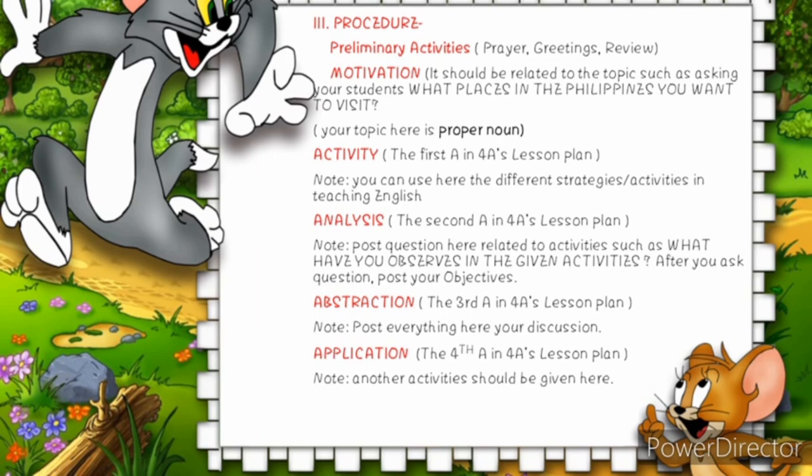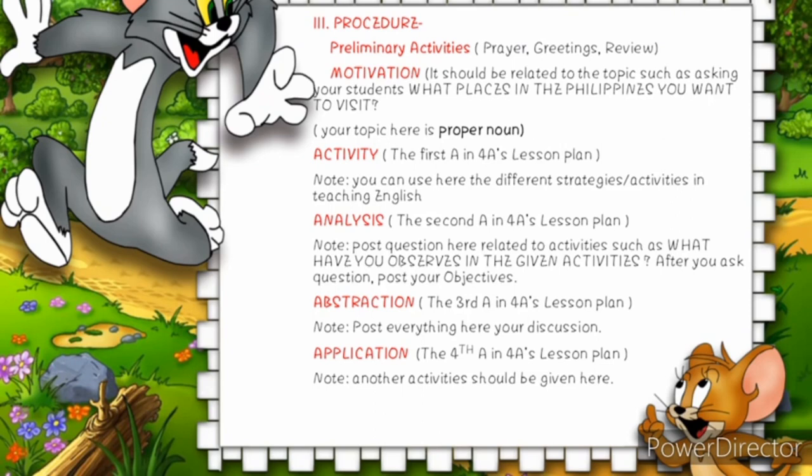So follow up by the teacher, what do you think, or where do you think those words belong in parts of speech? So possibly the children can answer since they have a little knowledge already. So they will say, ma'am, noun, right? So you let your students discover the topic. So that's the good thing of the 4A's lesson plan. It's more on discovery learning.